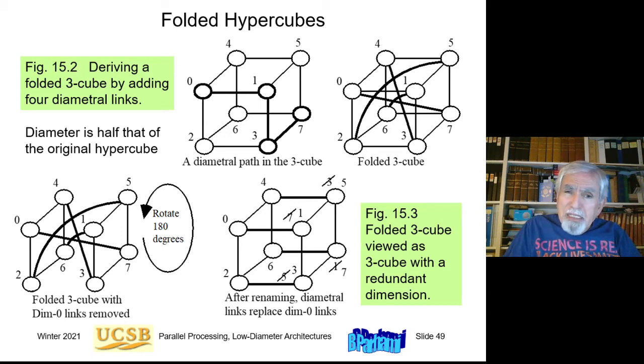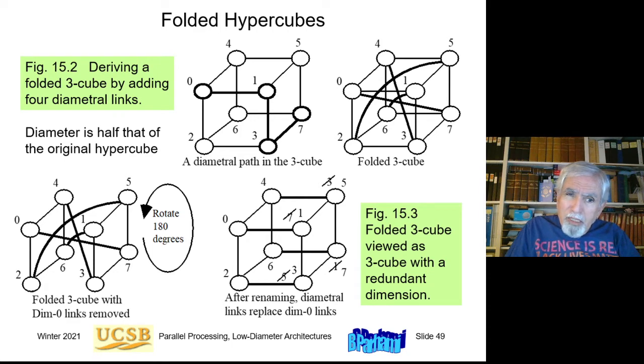If the distance from the source node to the destination node is more than half of q, in other words, the Hamming distance is fairly large, then I can send first from the source node to the diametrically opposite node, and then that diametrically opposite node will be closer to the destination than the original node, because basically in going from this node to its diametrically opposite node, I'm flipping all the bits in the node ID.